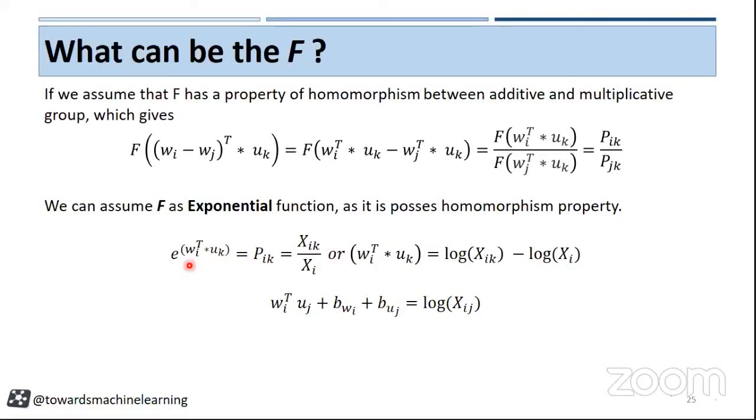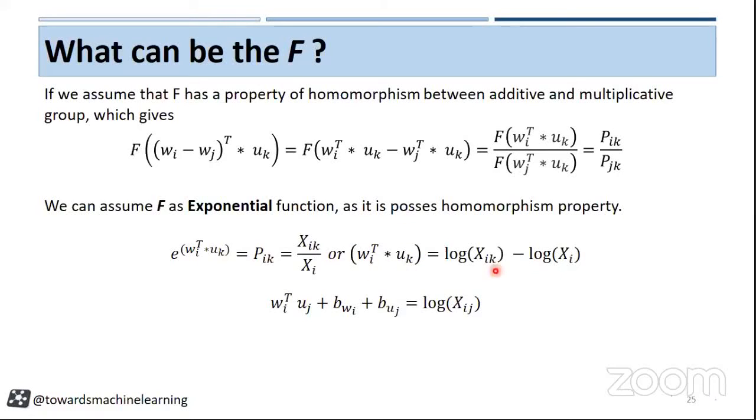And as we see, there is one function, the exponential function, that possesses the property of homomorphism. So we can represent our word function in this format, and if we take the log on both sides, then we will get the product of these two vectors. From the start, we are looking at the dot product of two vectors, and this is going to give us the similarity between these two vectors.